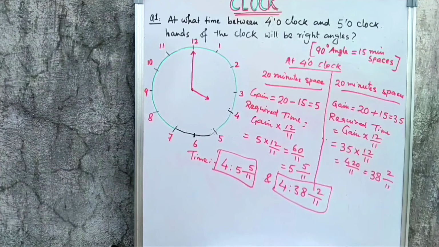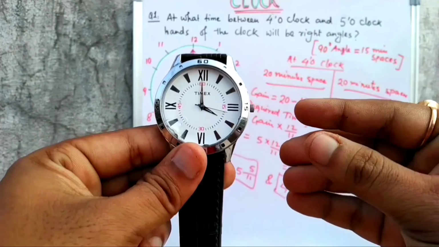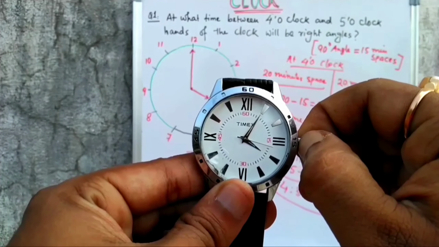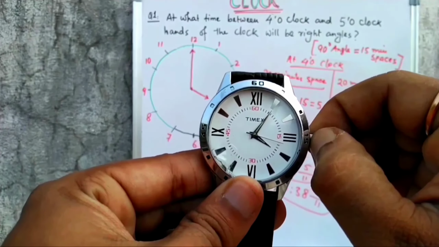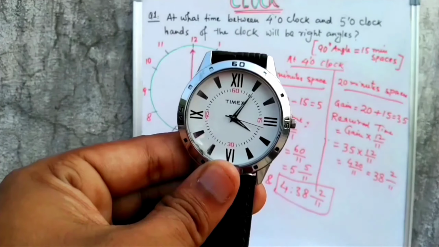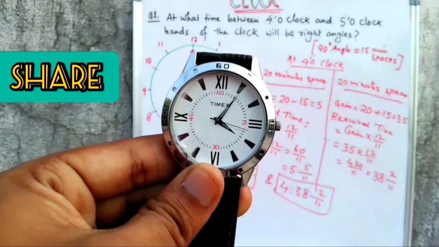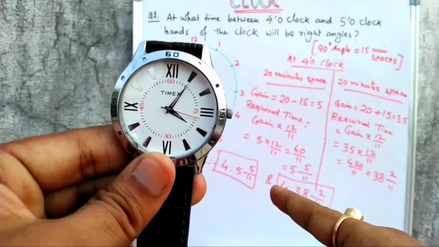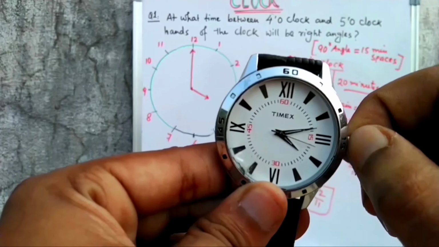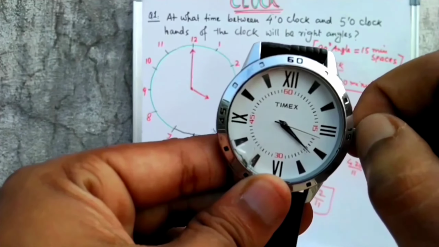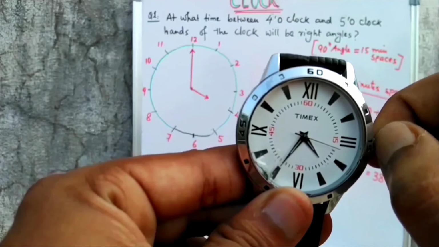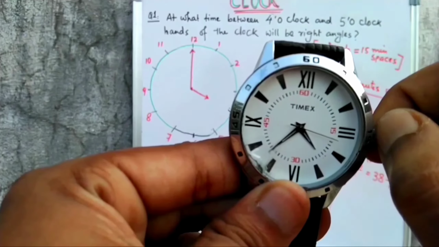I am going to show you practically. At 4 o'clock, now I move to 4:5, you can see 4:5. You can see that the two hands, the hour hand and the minute hand, make a 90-degree angle to each other. According to the answer it is also coming 4:5. Another is 4:38. Let's move on to 4:38. This is 4:25, 4:30, this is 4:30. Now this is 4:35, 36, 37 and 38.